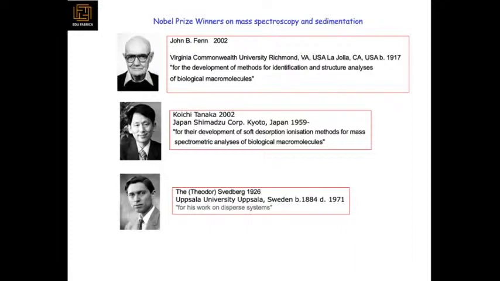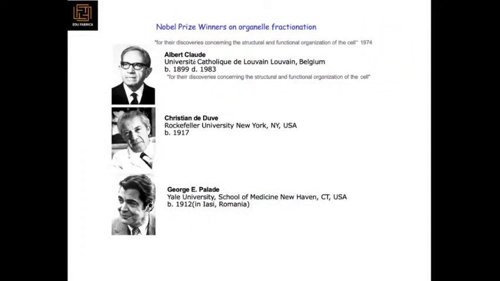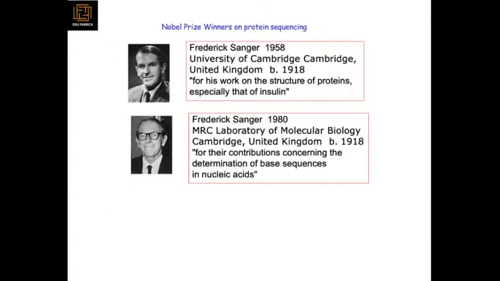So further, Theodor Svedberg from Uppsala University also did work on disperse systems, in 1926. Then in organelle fractionation, there are famous scientists like Albert Claude, Christian de Duve, and George E. Palade. They discovered the structural and functional organization of the cells, and each got their Nobel Prize.